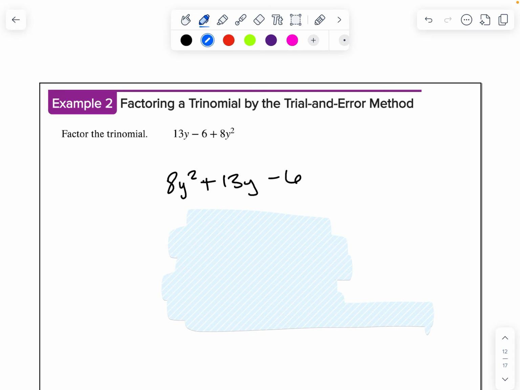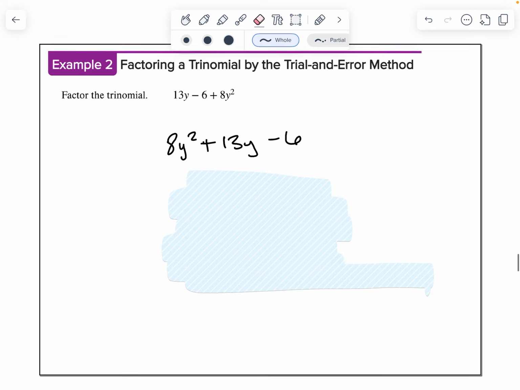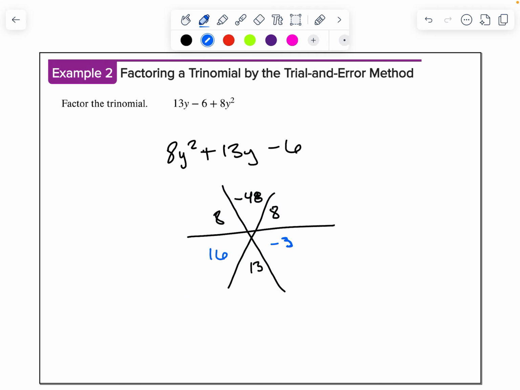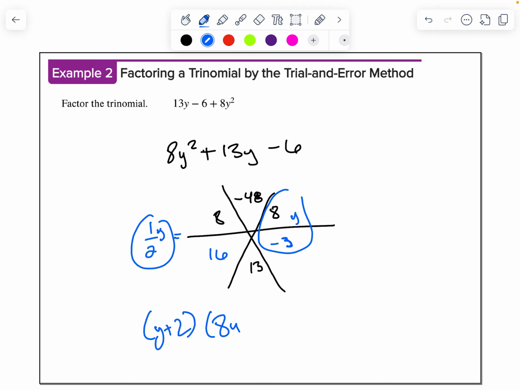Same thing here. It was not in descending order, so I went ahead and rewrote it in descending order. Pause the video and try this one. This is what my star looks like. The left side will simplify to 1 over 2, and we're using y as our variable, so that's y plus 2. And the right side won't simplify, so our factor there is 8y minus 3. Those are the two factors. We have factored that trinomial.